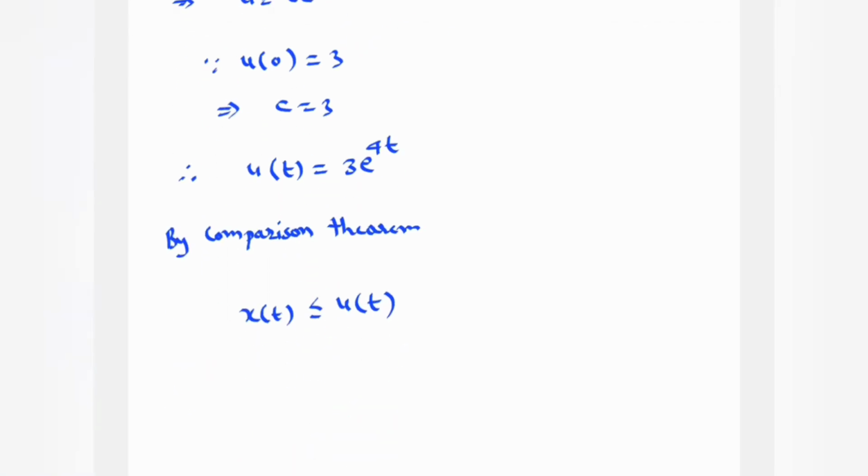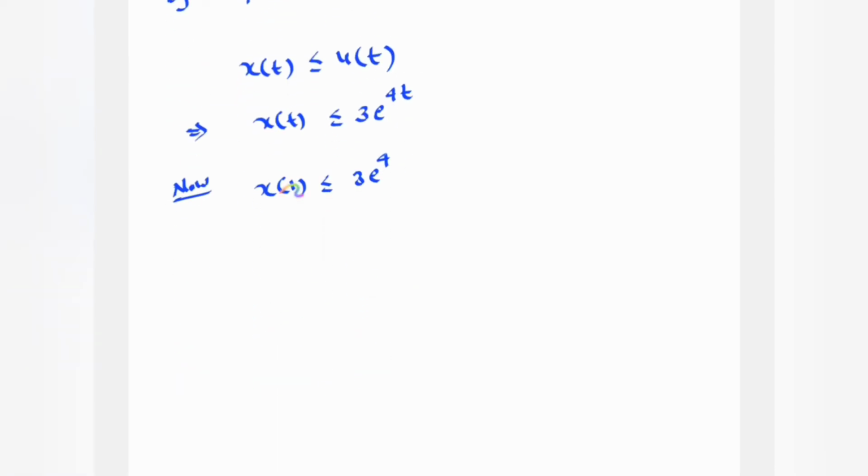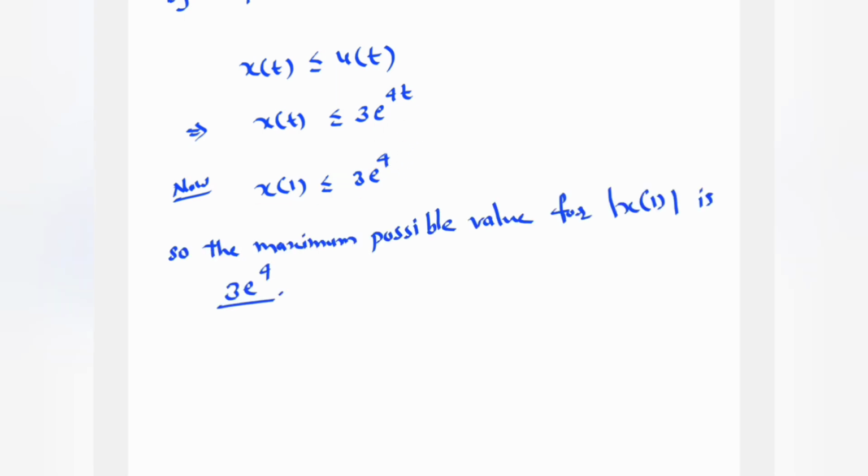So by the comparison theorem, x(t) will be less than or equal to u(t). So x(t) will be less than 3 e raised to the power 4t. We have to find the value of mod x(1), so x(1) here will be 3 e raised to the power 4. So the maximum possible value for mod x(1) is 3 e raised to the power 4. Hence the first option is correct.